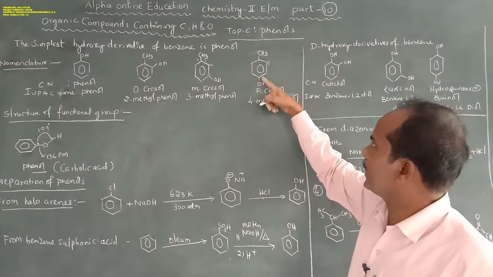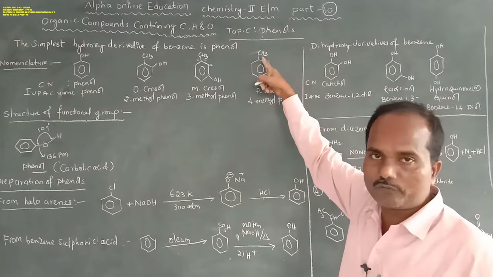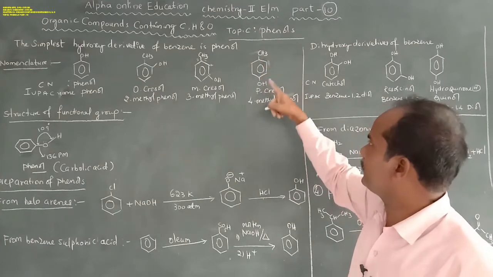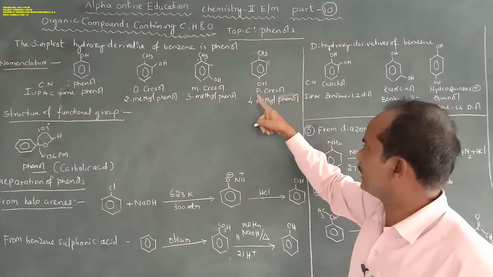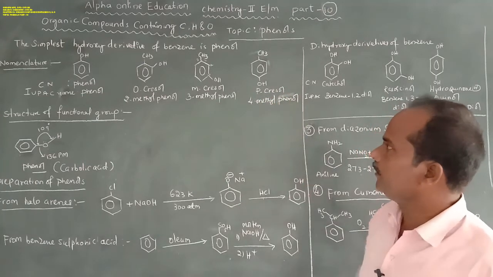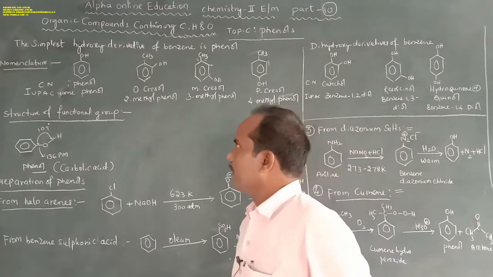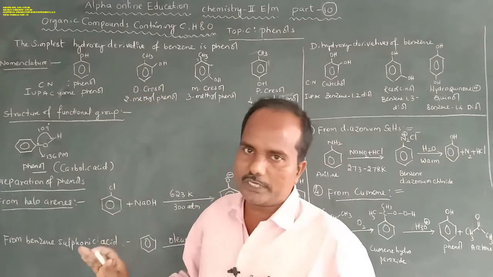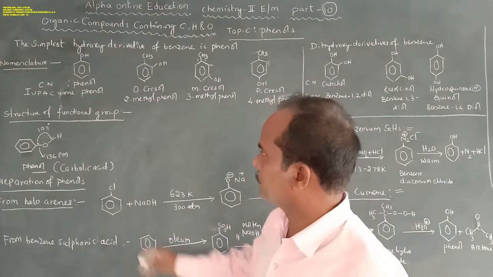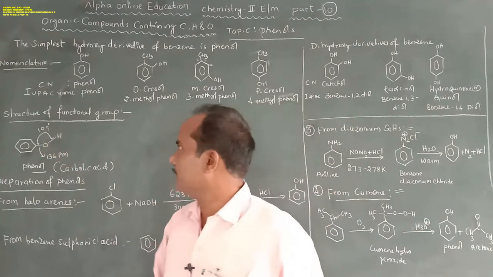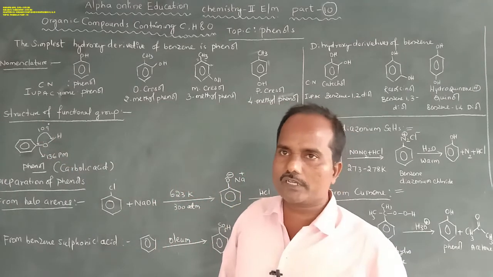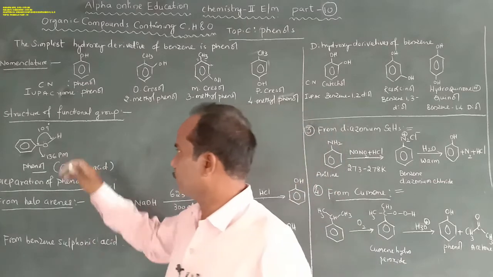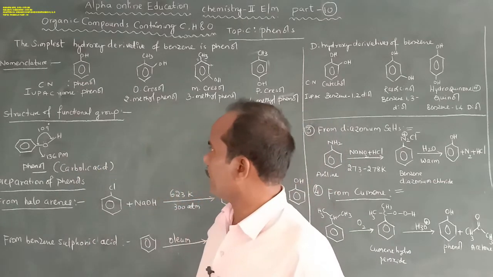With respect to the hydroxy group, the methyl group is at the fourth position. That's why the 1,4 position is called para, and this is 4-methyl phenol. So this is about the nomenclature of various substituted phenols. Next, let's see the structure of the functional group.